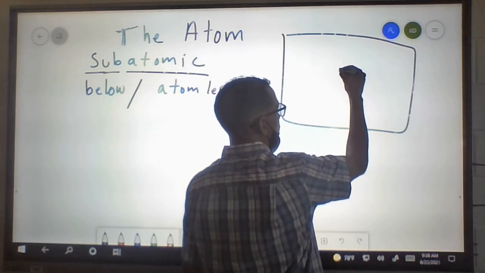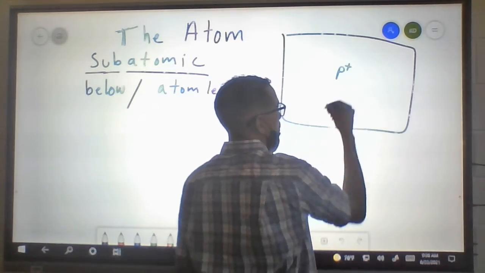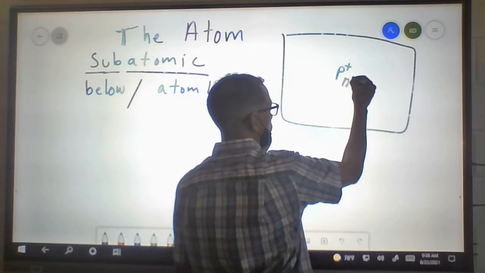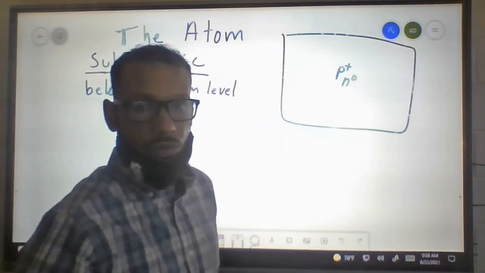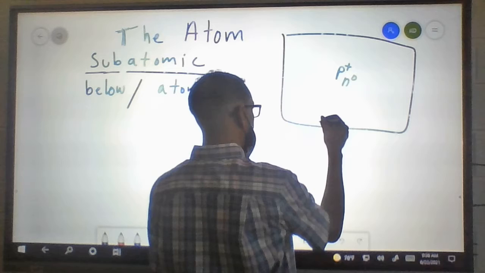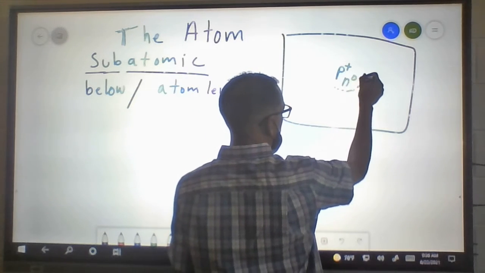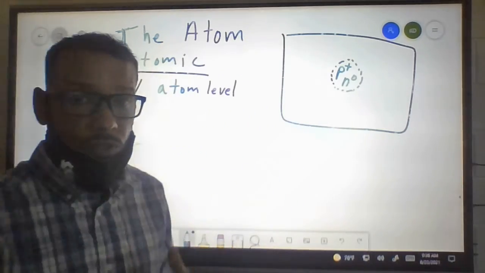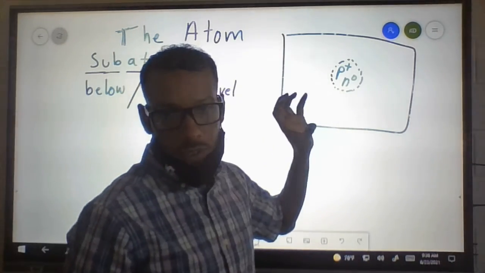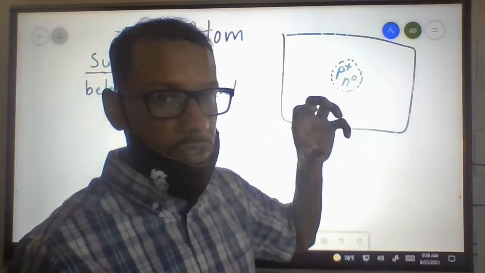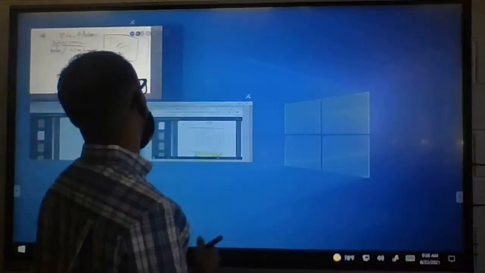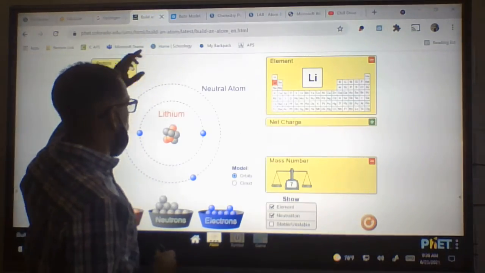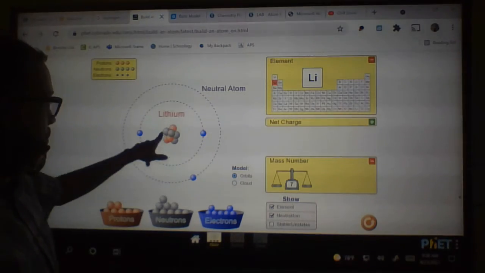Inside the nucleus, we have protons. They have a positive charge. We also have neutrons that are neutral, and these will be inside of our nucleus. There wouldn't be a container for the nucleus, but the nucleus is just where the protons and neutrons are. Let's see a picture. In this one, you can see that there's no ring around it.